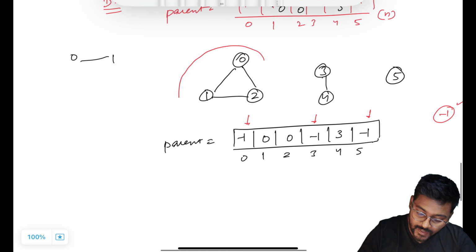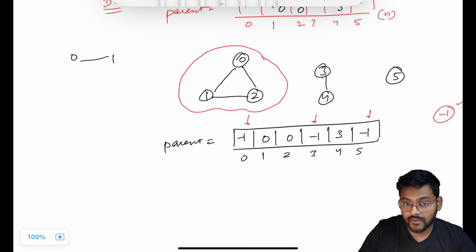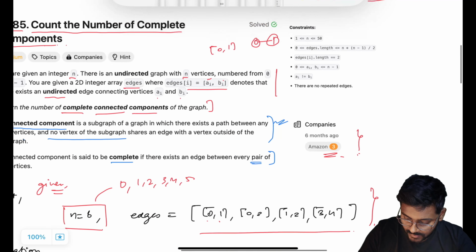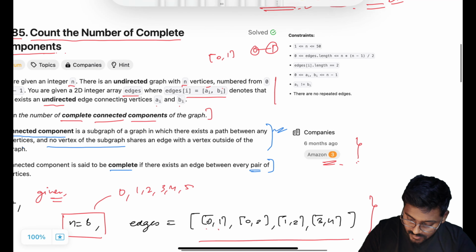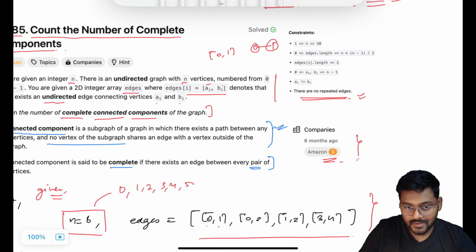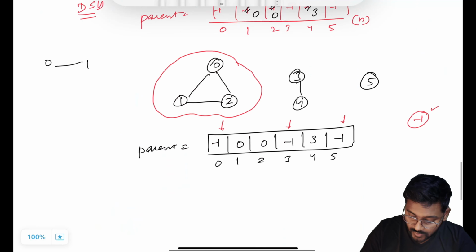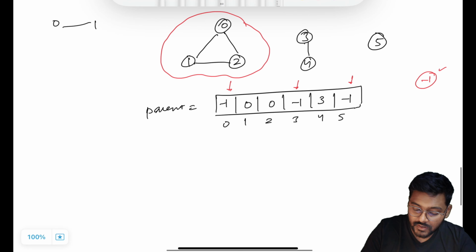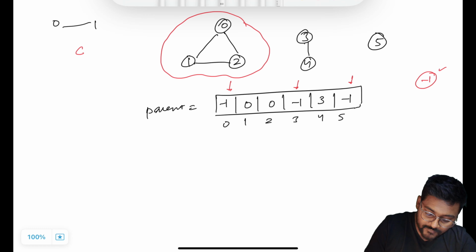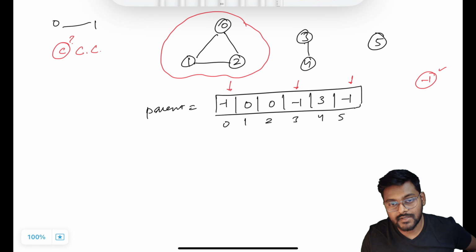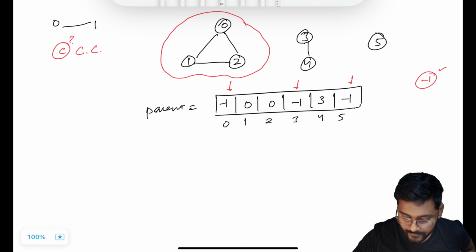See, in what case will the connected component be a complete connected component? There is one thing that I noticed in the constraints, that there are no repeated edges. All the edges are perfectly fine, so you can consider that the input is valid. So if a connected component is complete, in that case every two vertices are connected to each other.